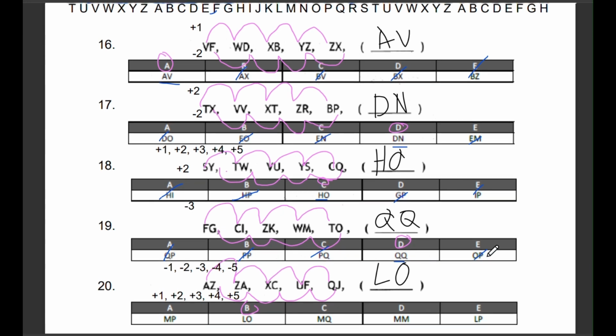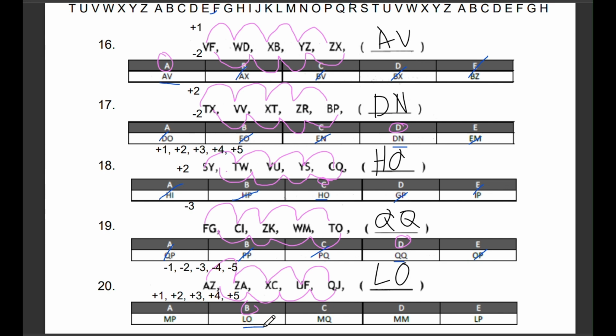Question 20. The series for this question is AZ, ZA, XC, UF, QJ, and we need to figure out what comes next. Our options are A, M blank P. B, L blank O. C, M blank Q. D, M blank M. E, L blank P. The correct answer is B, giving us L blank O.